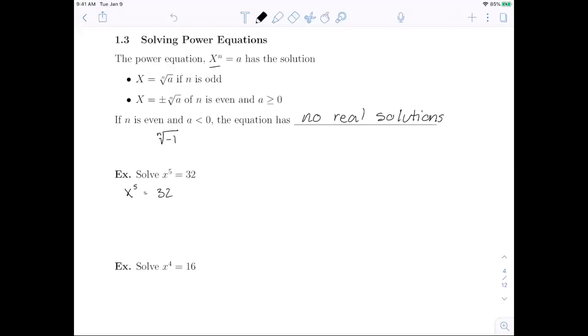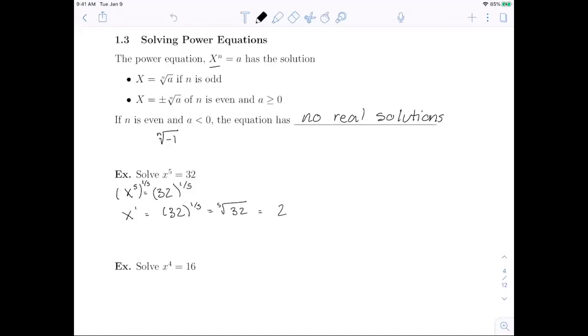Of 32? Mm-hmm. So if you want to think about taking the 5th root of each side, we know from exponent rules that those are going to multiply. So I'm going to be left with x to the 1, which is just x, and 32 to the 1/5, which we can just write as the 5th root of 32. Does anyone know what the 5th root of 32 is? It's 2, right?